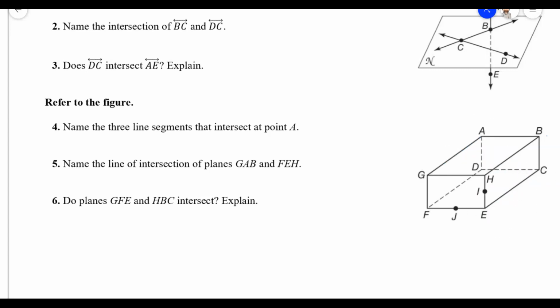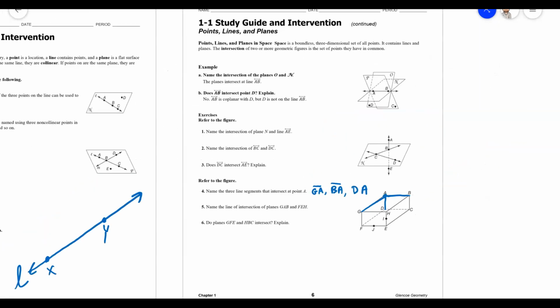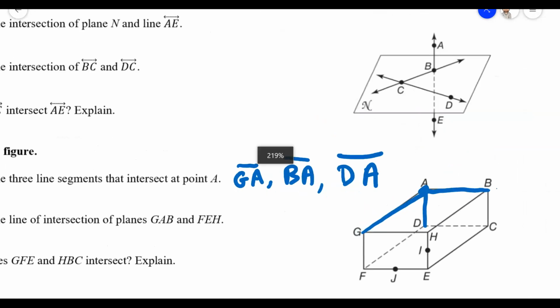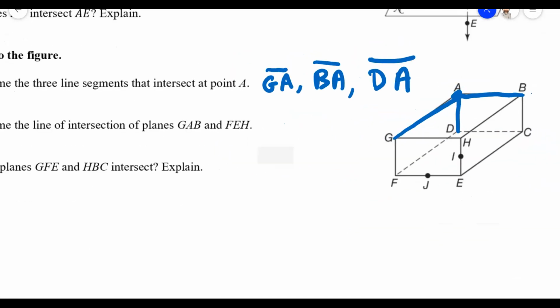So name the 3 line segments that intersect at point A. So here's point A. What are the three line segments that intersect there? Well, here's one, that's GA. And if we think about it, they should all have an A in them, right? BA also intersects there. And then for sure we have DA coming in there. Notice if they're all intersecting at A, they all have A in their labels.